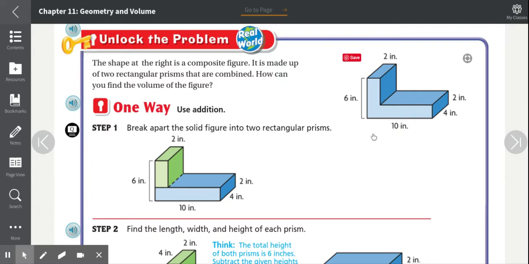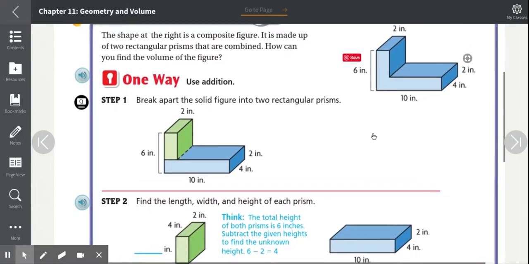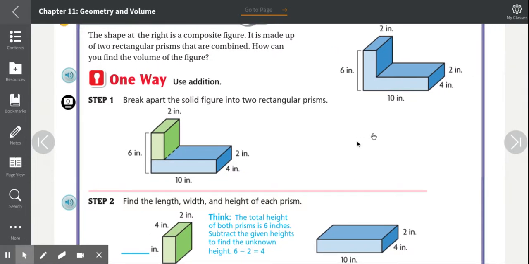So let's take a look at one of the first ways that we've learned to find the volume of a composed figure. This is like what we did on Wednesday, where we break our solid figure into two smaller rectangular prisms, find their volumes, and then add them together. The example in our book is that our first step is to break apart the solid figure into two rectangular prisms.